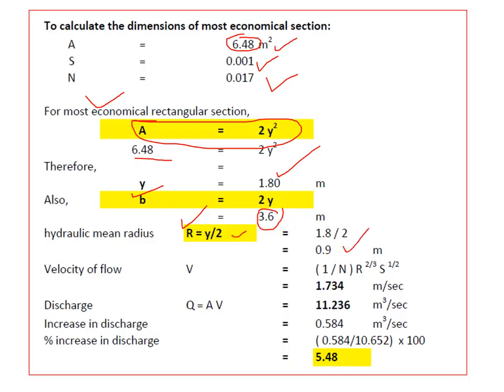So hence velocity can now be calculated: 1 by n, R to the power of 2 by 3, S to the power of half, which gives 1.734. Now you can see that the discharge has increased to 11.236, compared to the earlier case, which was 10.652. So the percentage increase in the discharge is 11.236 minus 10.652, which is 0.584, divided by the original discharge 10.652, into 100, which comes to 5.48 percent.